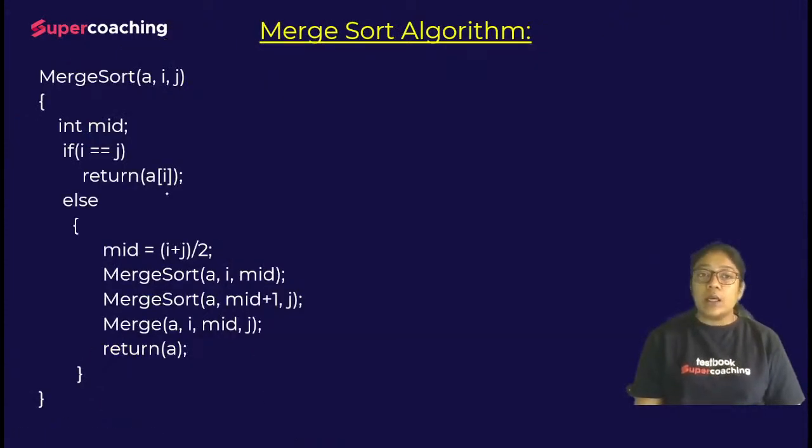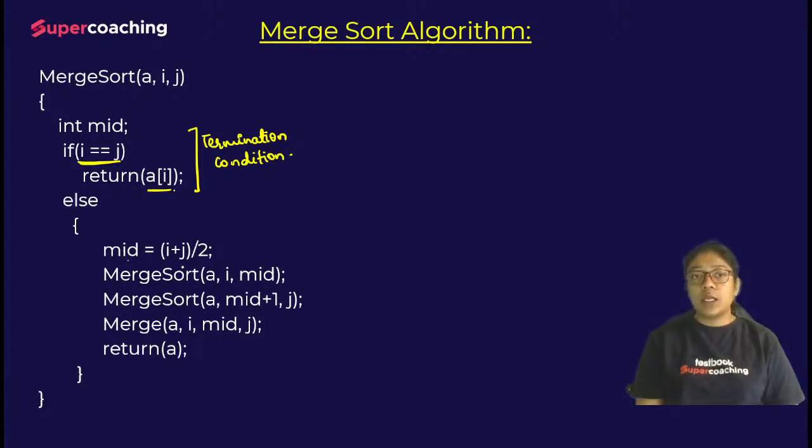Now here, if you observe, what we were doing is: if there is only one element, then we return that element. So this is the termination condition. Else, if the problem is large, then mid is equal to i plus j divided by 2. This will take constant time because we are performing just a few arithmetic operations.